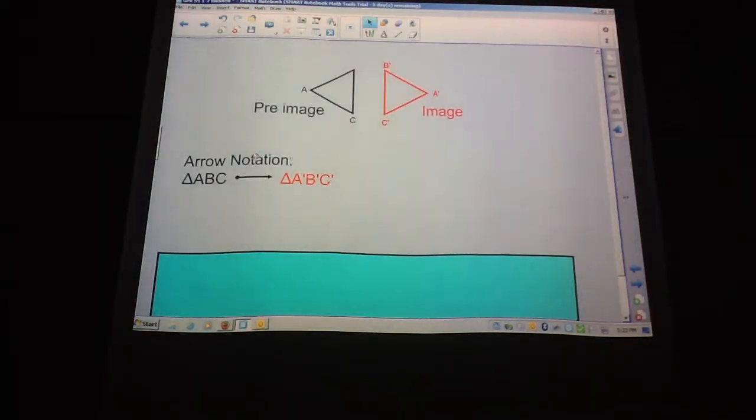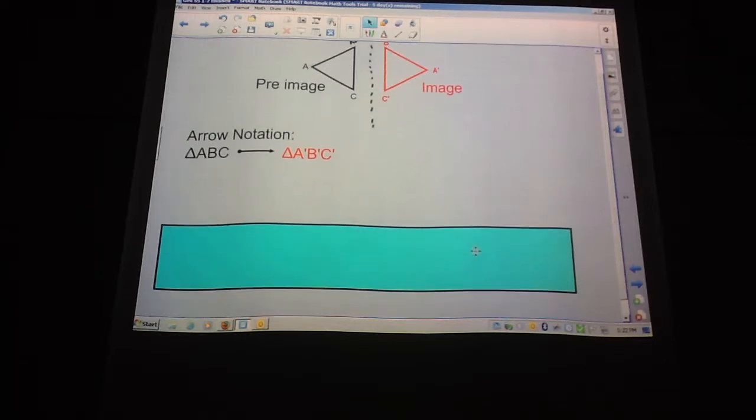Alright, another notation. I have the same reflection going on here as on the previous page. So I'm going from the black triangle to the red triangle, and this is called arrow notation. I have the original one here in black, which is triangle ABC. This is mapped into the red triangle, which is triangle A prime, B prime, C prime. So that's how we would use arrow notation to indicate one of our transformations.